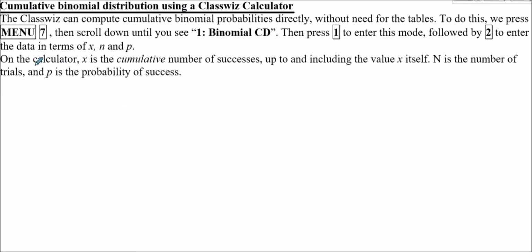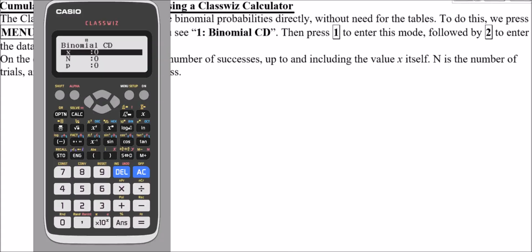Just to let you know as well, X on the calculator stands for the number of successes, or the number of times the event happens, up to and including that value of X itself. So for example, with the binomial cumulative distribution, if X was 5, that's going to work out for you the probability that X is 0, 1, 2, 3, 4, or 5 itself. N is the number of trials, and P is the probability of success.